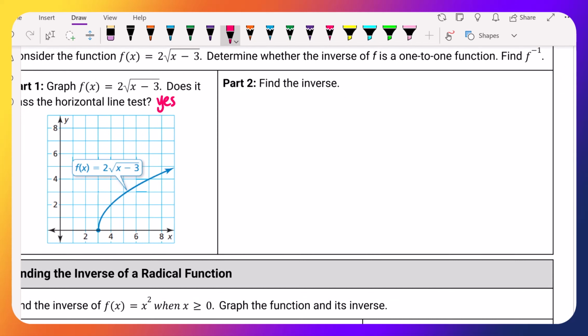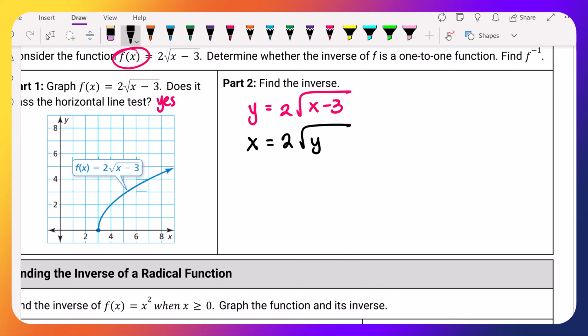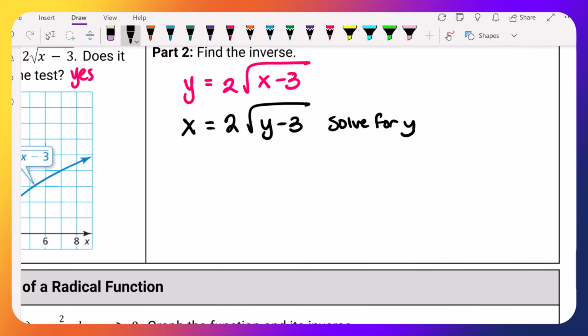So I'm just going to skip this whole step. I'm not going to write f of x. I'm just going to put y. Okay, I'm going to change back to a different color when I swap the x and the y. That is now my inverse equation. I do have to solve for y now.